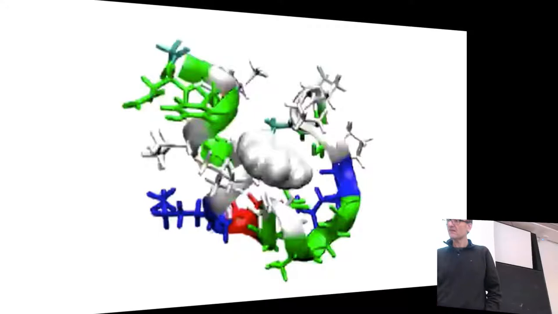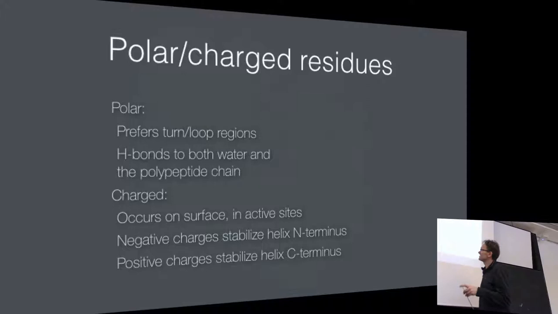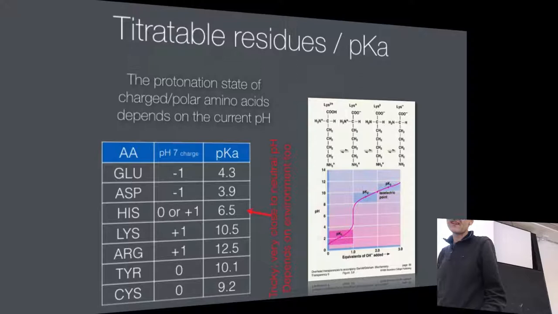I spoke before about polar charged residues, and my only reason for repeating that here is that just as hydrophobic residues will turn to the inside, all these polar residues will be seen on the surface. And I also mentioned a little bit how they stabilize the beginning versus the end of a helix. And I also mentioned that they can change their charge. I'm not going to spend time on that. It's not so important.